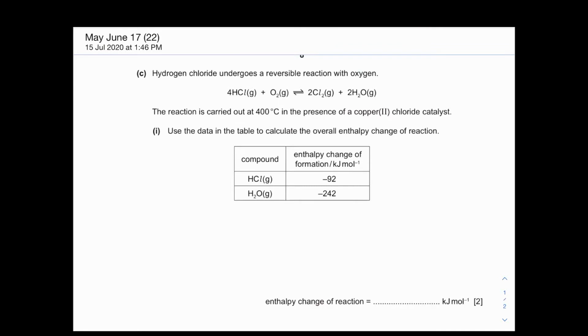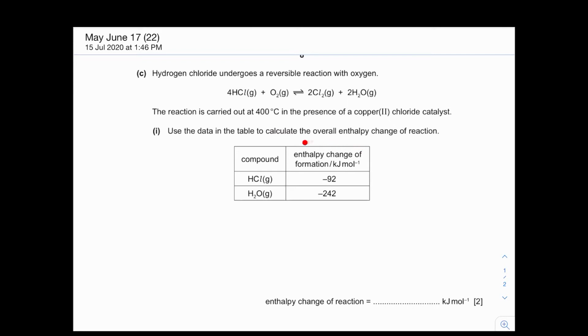This question is from May-June 2017, paper 22. Question C. Hydrogen chloride undergoes a reversible reaction with oxygen, and the reaction is carried out at 400 degrees C in the presence of a copper(II) chloride catalyst. Number 1. Use the data in the table to calculate the overall enthalpy change of the reaction.